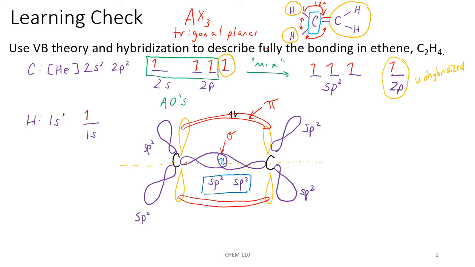Since we have that sideways overlap on unhybridized orbitals, that's the only way we can form a pi bond, from the overlap of p orbitals.